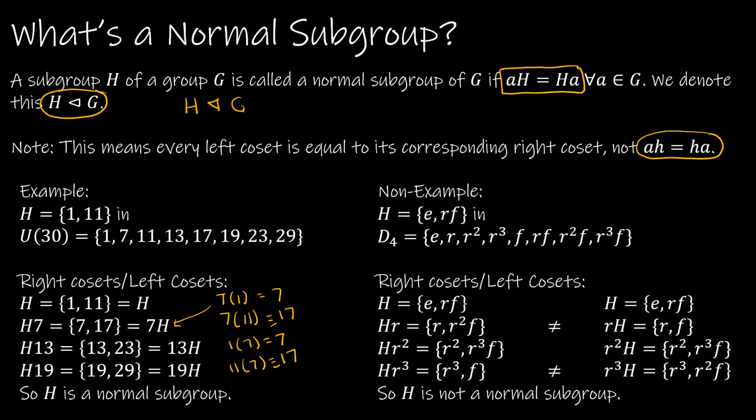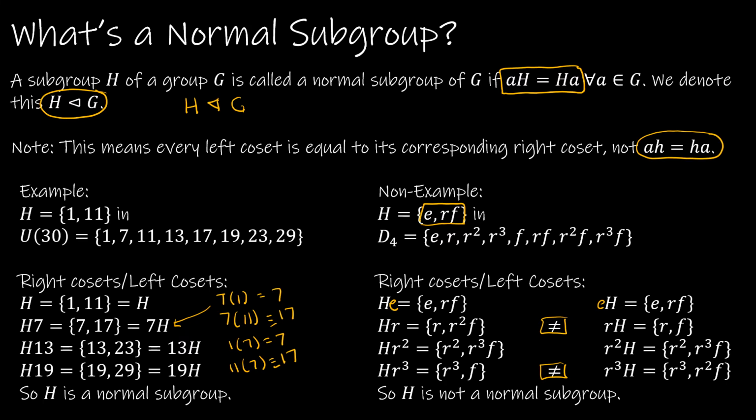However, here is a non-example. So here we are in D4. Again, that is the set of symmetries of a square, rotational and reflection symmetries. And we can see that H is the same whether it's right or left, because obviously He and eH are going to give me the same thing. However, Hr, again where H is {e, rf}, Hr gives me r and then r squared f, whereas rH gives me r and f. So those two are not equal. Now you can see that Hr squared is the same as r squared H, but Hr cubed is not the same as r cubed H. So H is not a normal subgroup.